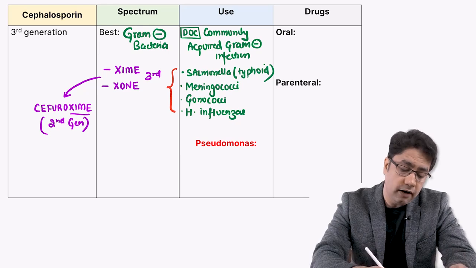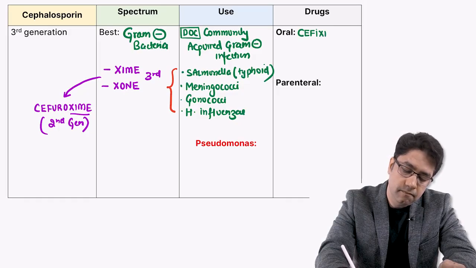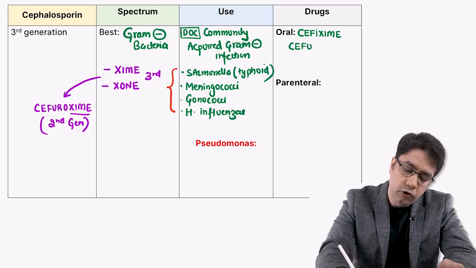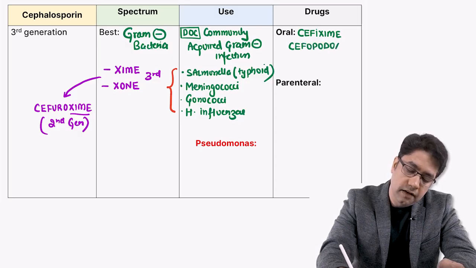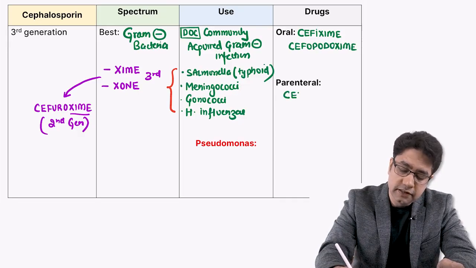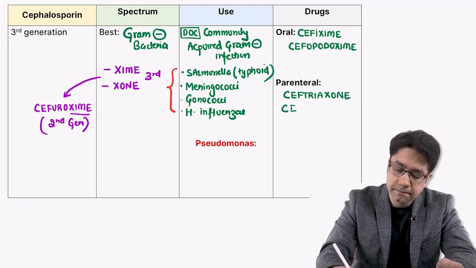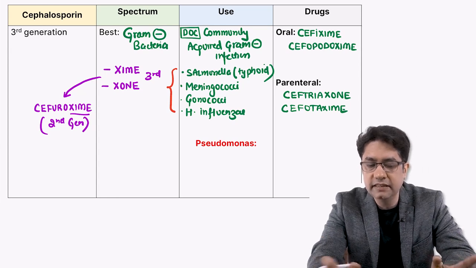So what are the oral drugs we have in third generation cephalosporins? Very easy to identify: cefixime. Similarly, another drug is cefpodoxime. And among parenteral, a very commonly asked question, ceftriaxone. The zone word is coming. Cefotaxime. So we can easily identify the zime and zone words.